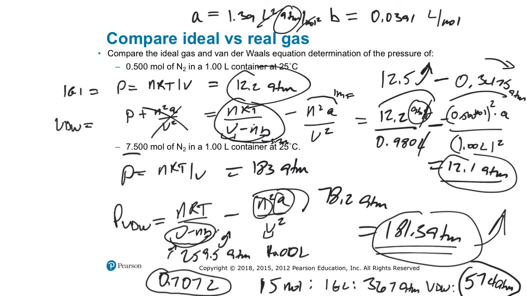Okay, so a few different scenarios for breaking down the ideal gas versus the real gas. Real gases are better described by the van der Waals equation because it's accounting for intermolecular attraction and molecular size.